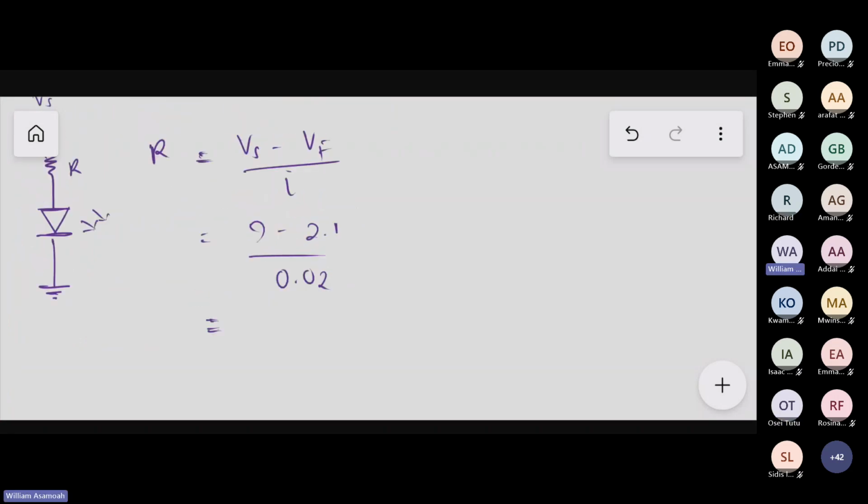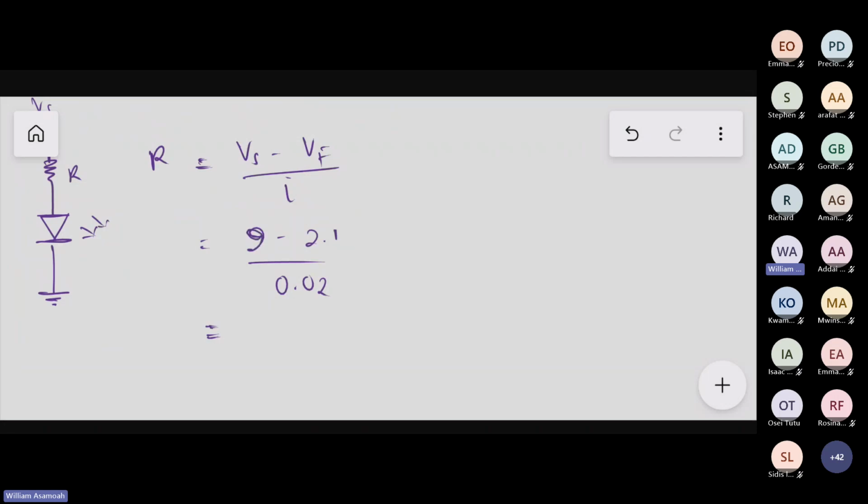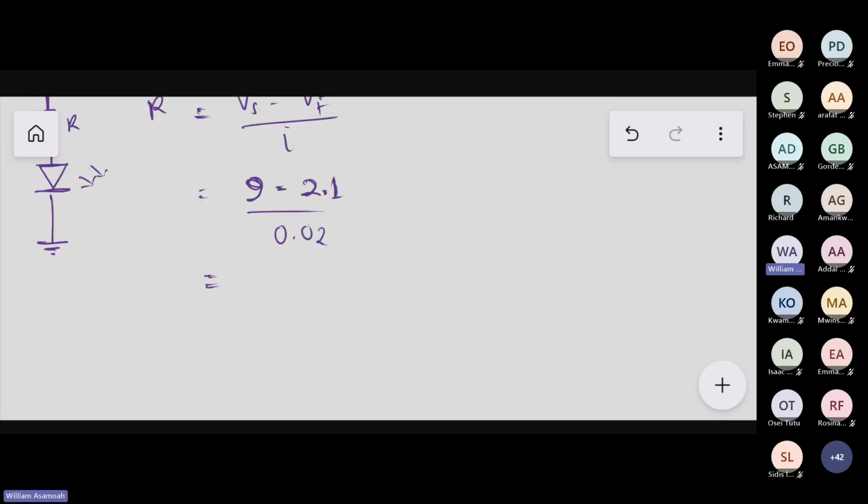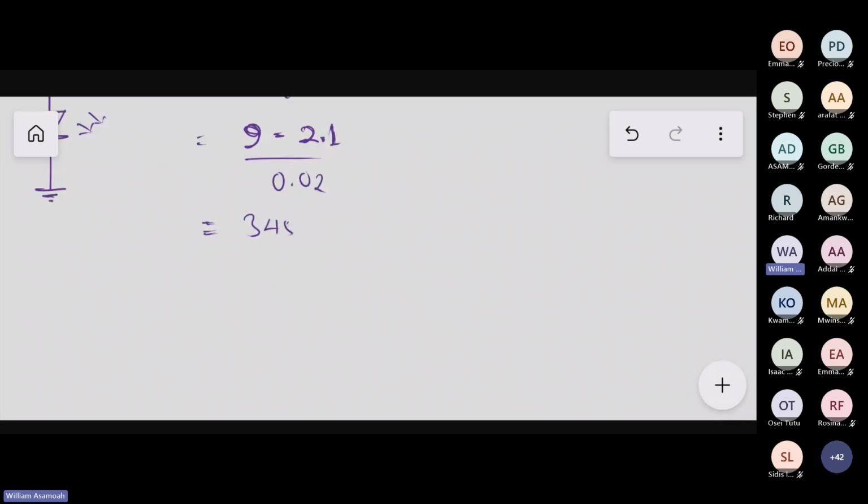If you are good, I was coming to call her. I didn't really get it on my calculator. So you get, not with my calculator, that is 345 ohms. Are you sure?